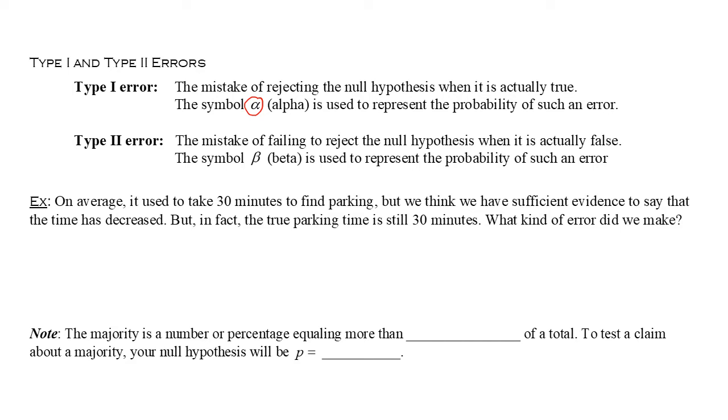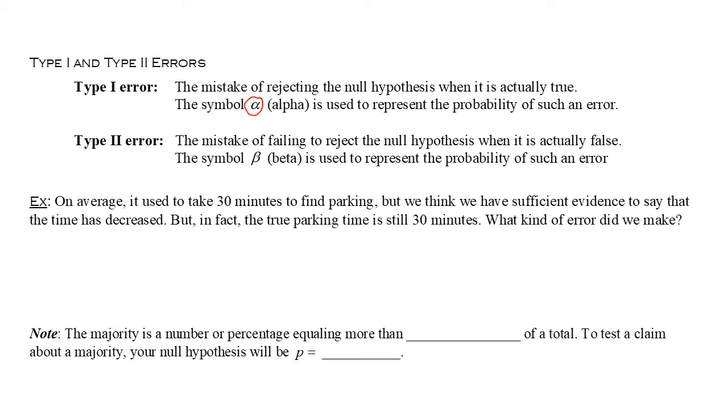The type 2 error is the mistake of failing to reject the null hypothesis when it's actually false. So in the previous example, this would have been when we claimed a guilty person to be not guilty. And so we'll use the symbol beta for this type of error.